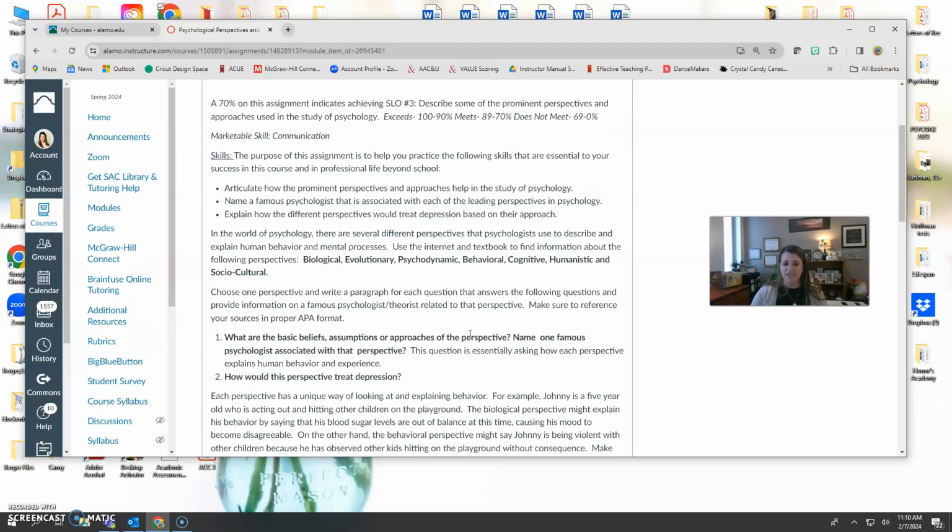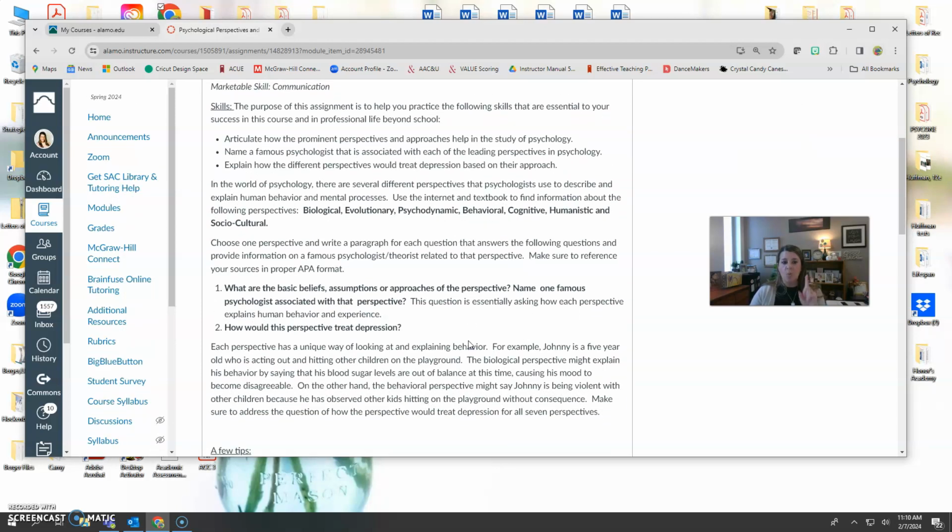What you're going to do is choose one perspective. As you look at biological, evolutionary, psychodynamic, behavioral, cognitive, humanistic, and sociocultural, going back and looking at chapters 1 and 2 will help you with this assignment. Just choose one of them and give me an overview. What are the basic beliefs? What are the assumptions of that perspective? And how do they approach their theory?